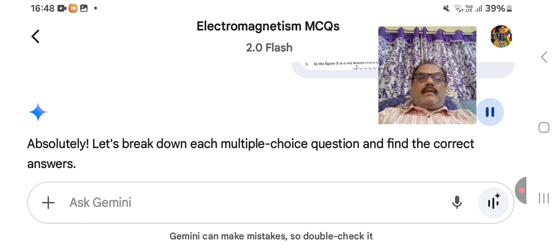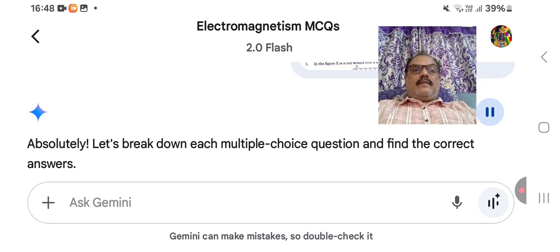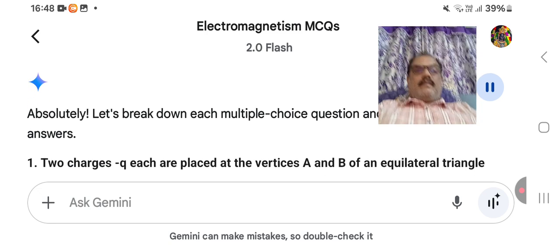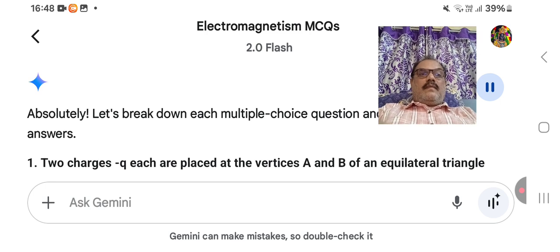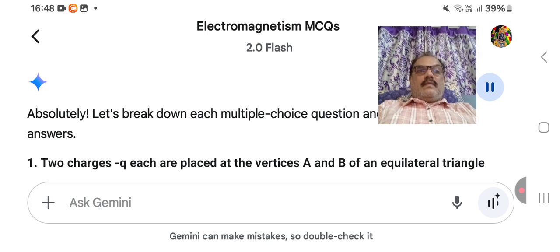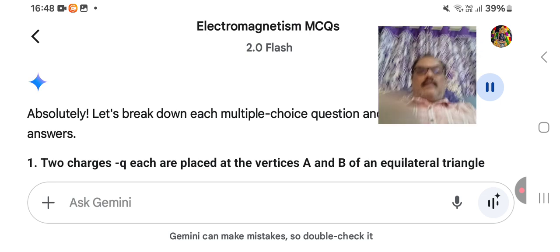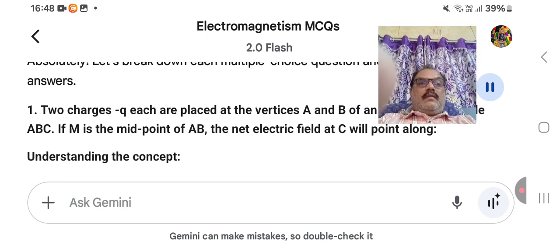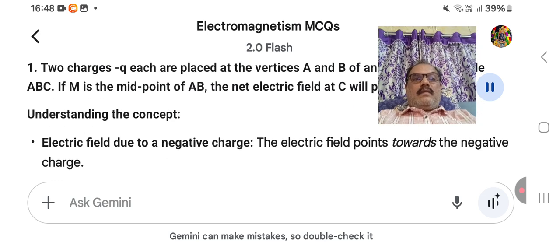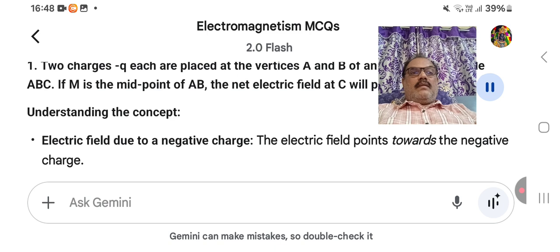Absolutely. Let's break down each multiple choice question and find the correct answers. 1. Two charges, minus Q each, are placed at the vertices A and B of an equilateral triangle ABC. If M is the midpoint of AB, the net electric field at C will point along. Understanding the concept: the electric field due to a negative charge points towards the negative charge.